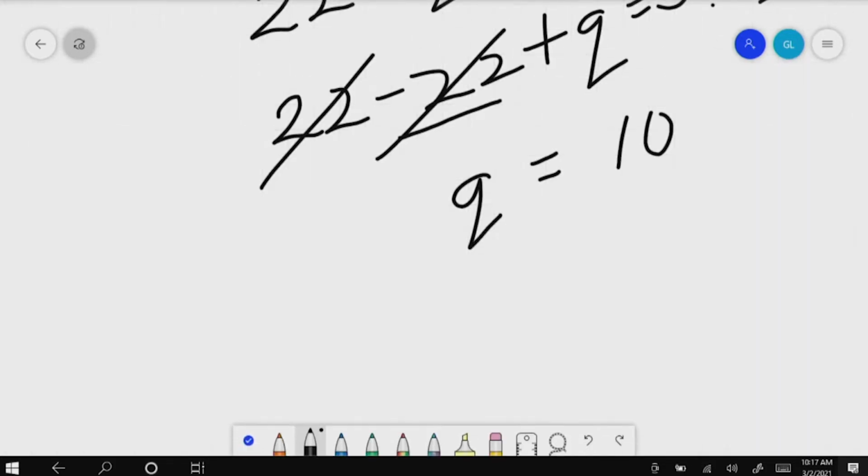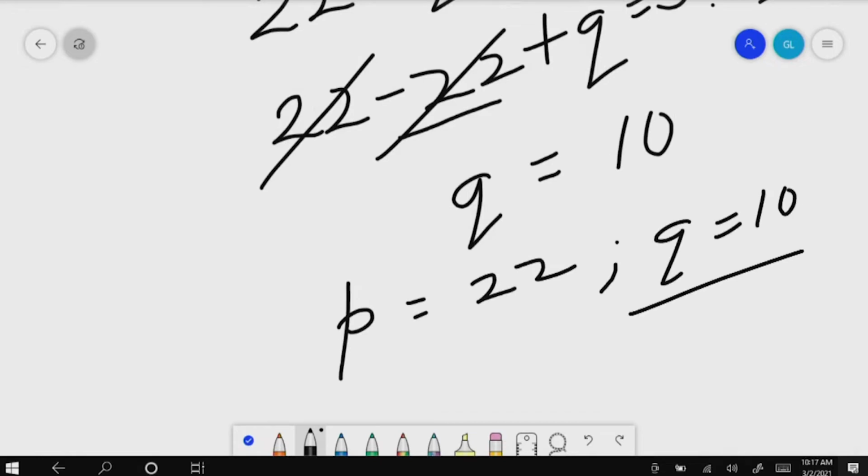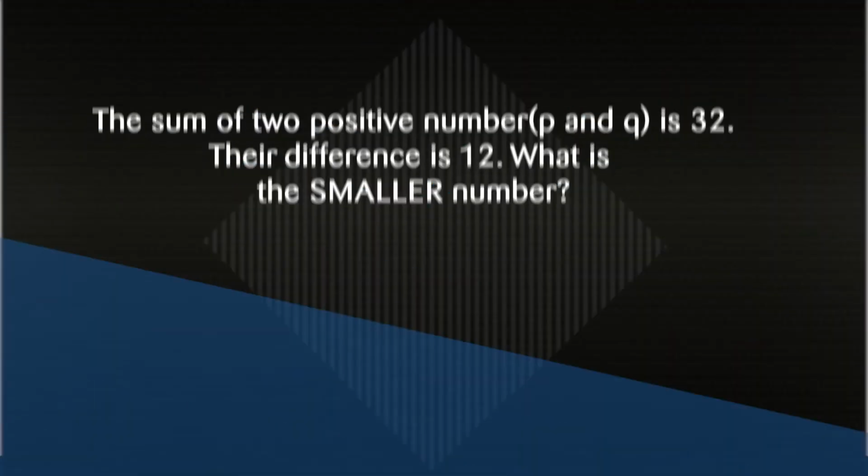So when we look at these two values, we have P is equal to 22 and Q is equal to 10. Hence, the smaller of the values would have been Q, which is 10. So our solution is A.